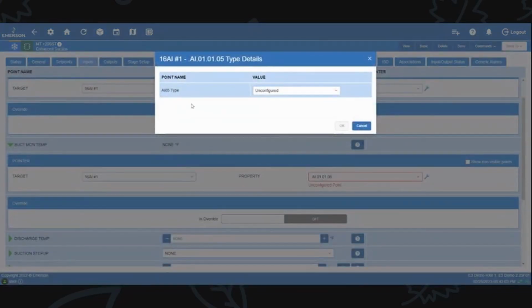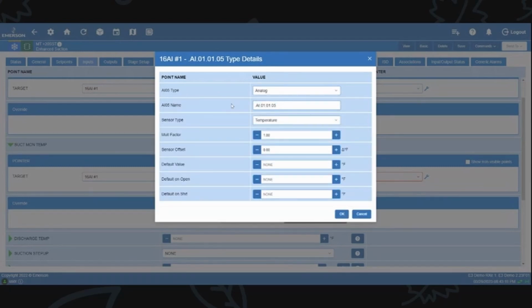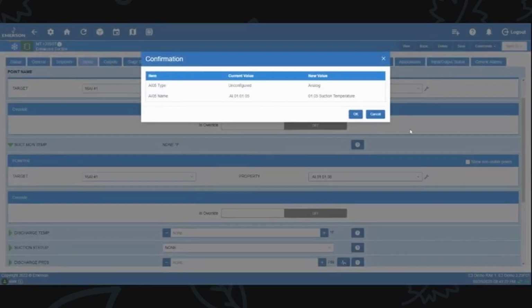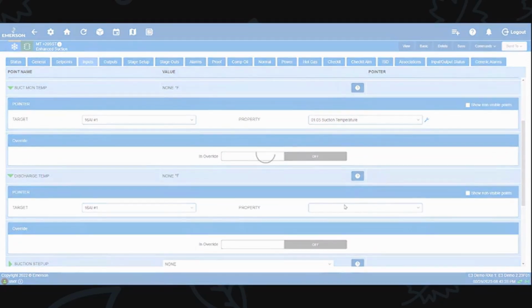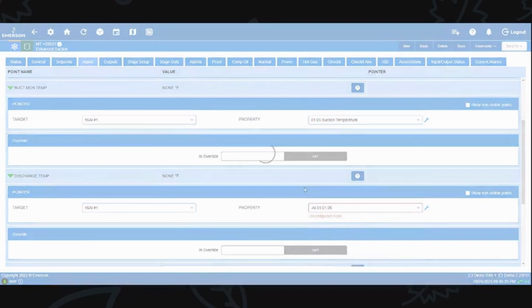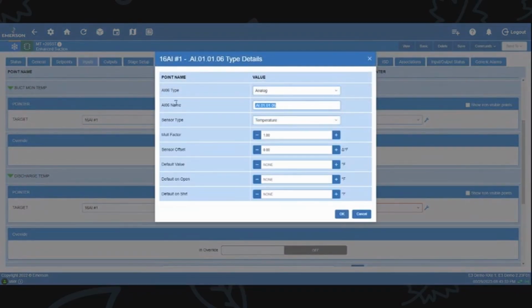It's unconfigured, and it's going to prompt you to configure the input like we did earlier for the pressure inputs. Analog 01, 05. Well, if I actually type 01, 05, suction temperature. Yep, confirm. Discharge temp, I'll do the same thing real fast. Six. Way easier than the E2. Oh man, it really is.